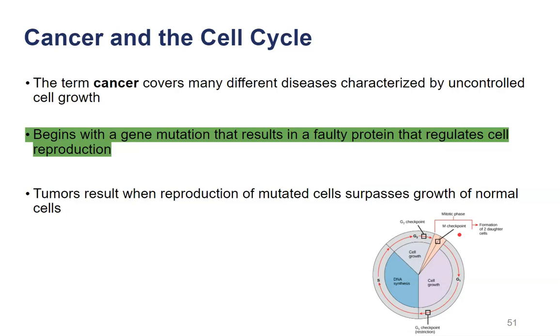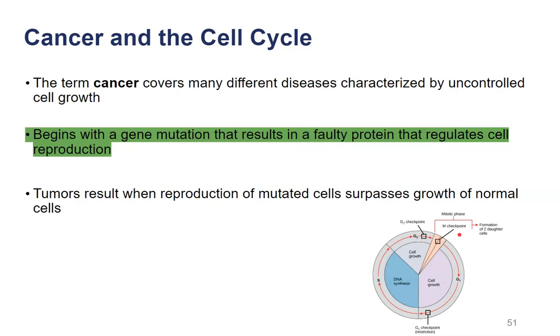So the term cancer is very broad. It covers a lot of diseases characterized just by uncontrolled cell growth. So a benign tumor can come about by uncontrolled cell growth, so you can somewhat call that cancer. Or you can have malignant melanoma, which is really bad uncontrolled cell growth, and that's also cancer. So cancer is just kind of a big umbrella term.